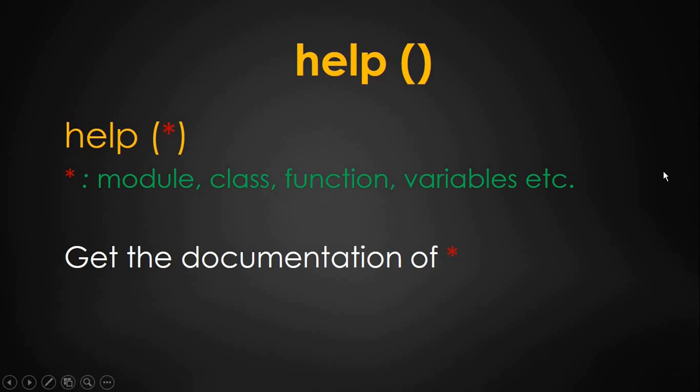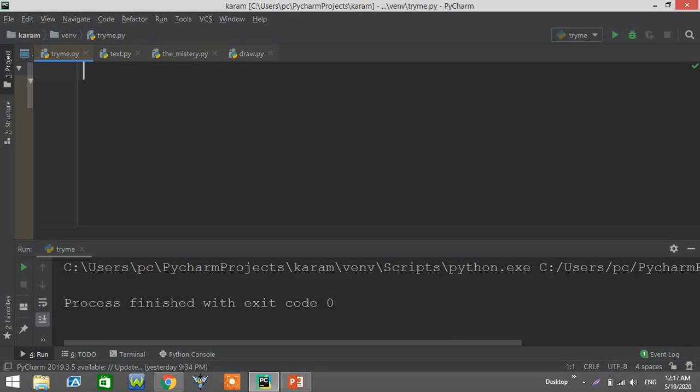First one is the help function, and for the help, as you can see, we put help, then open and close two parentheses, and inside it we can put a module, a class, or a function, even a variable. What help does is getting the documentation of a module, class, function, or a variable. Let's check this out. To use the help function, you can just type help, and inside here, as you can see, you can put the parameter you want.